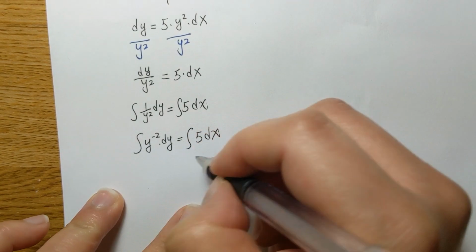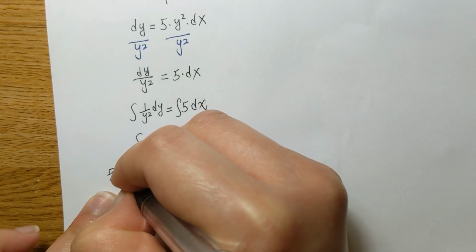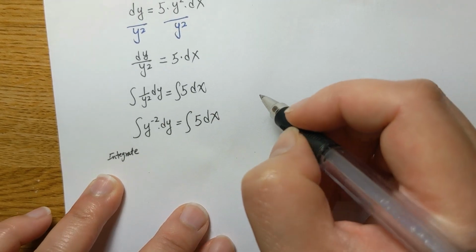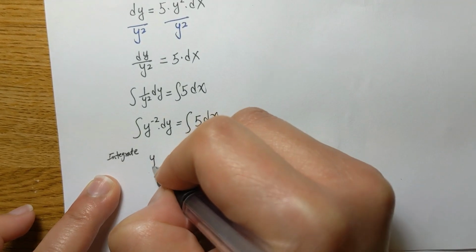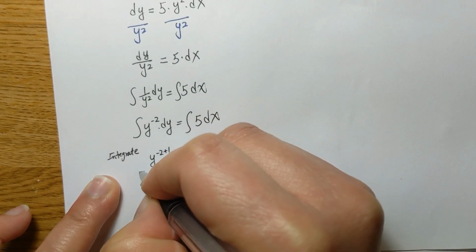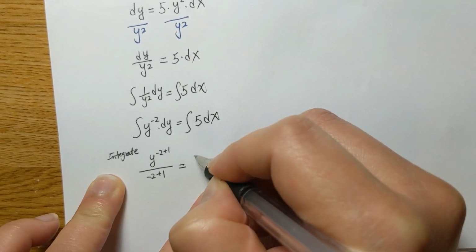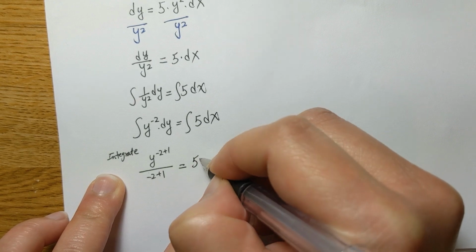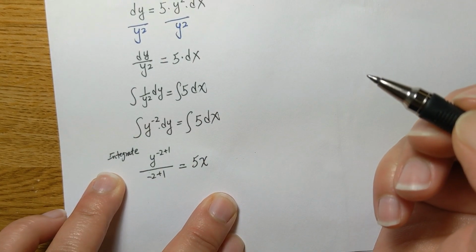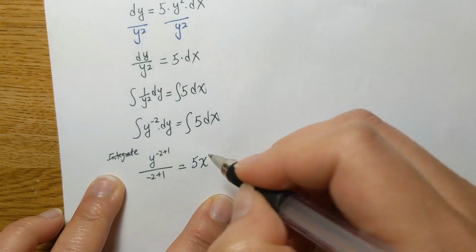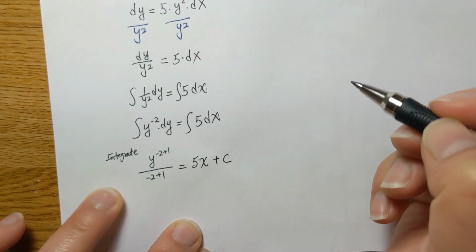Now we are going to integrate. So the exponent is negative 2. So we're going to add 1, y to the negative 2 plus 1, and then put negative 2 plus 1 equal, the derivative for 5 is 5x, because 5x has a slope equal to 5, and then plus c.